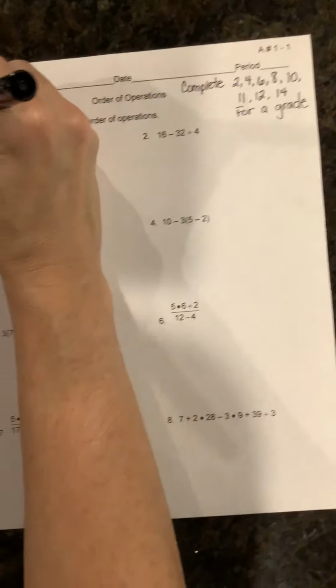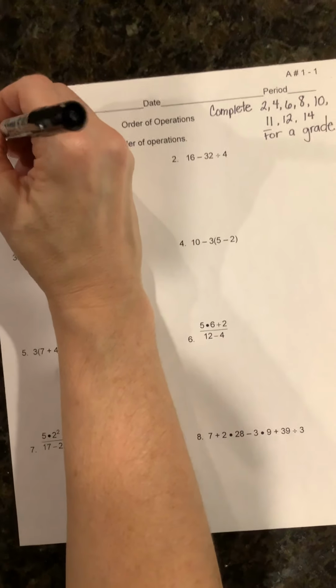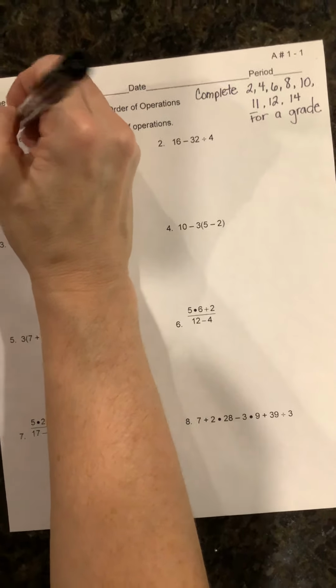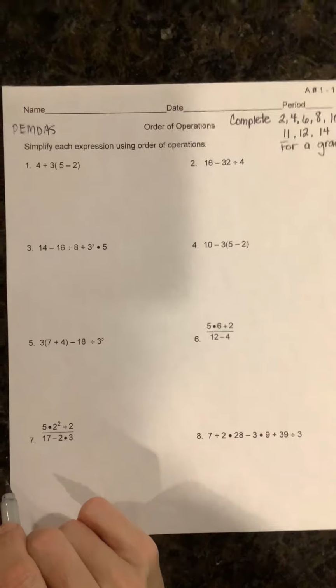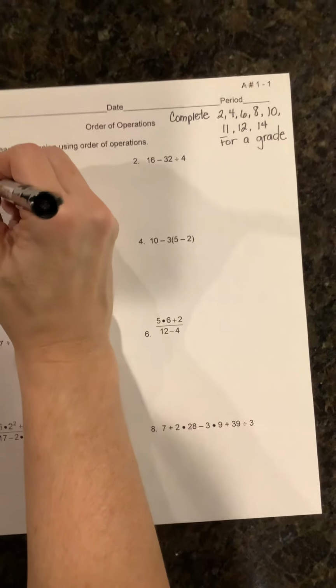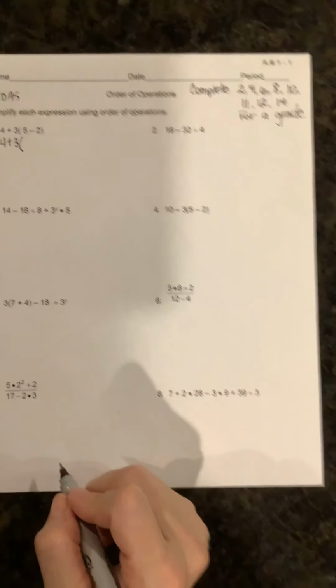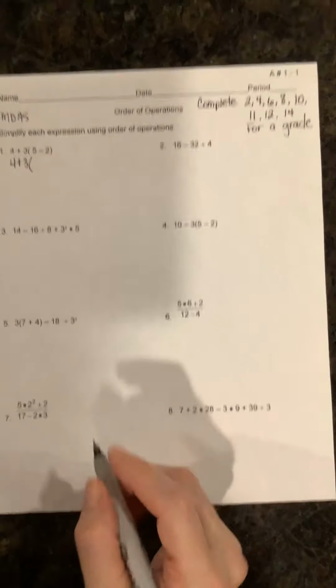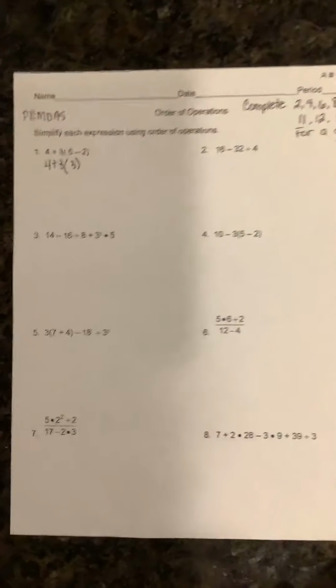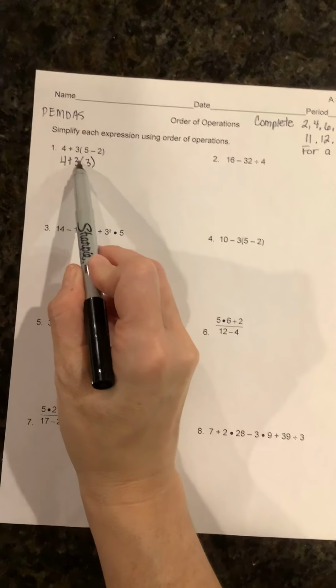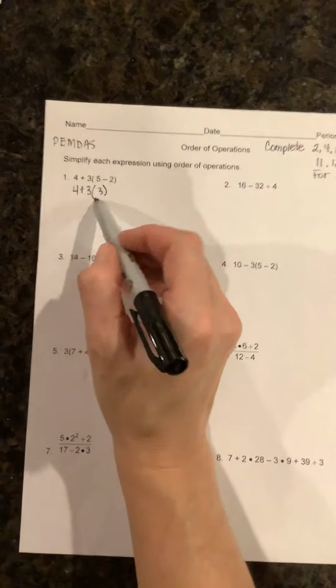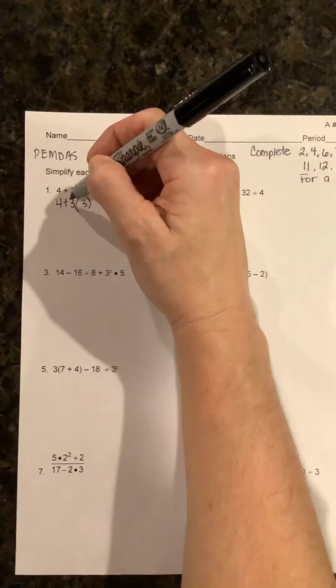And again, I'm using my rules of operation, my order of operations, PEMDAS, to solve my equations. All right, so on number 1, I have parentheses that I need to do what's inside the parentheses first. So I have 4 plus 3, I'm not doing anything with that yet, and 5 minus 2 gives me 3. Now then, I have multiplication. And the reason I know I have multiplication is because I have a number right next to a set of open parentheses. So that tells me I'm going to have to multiply 3 times 3.